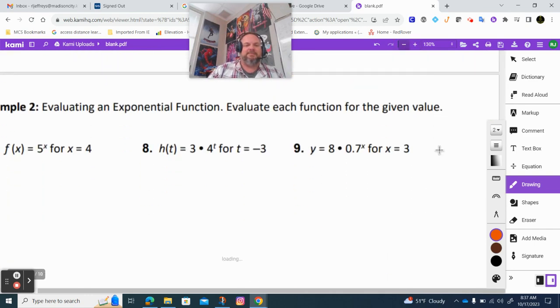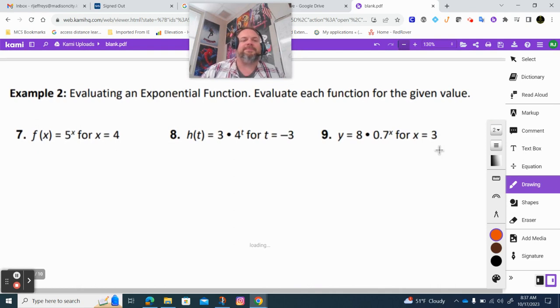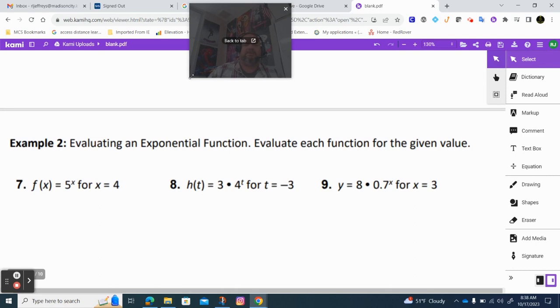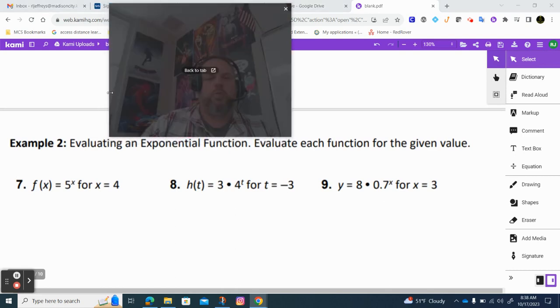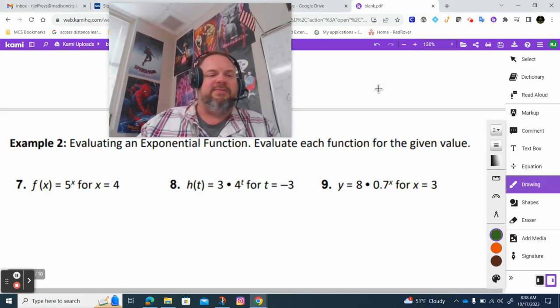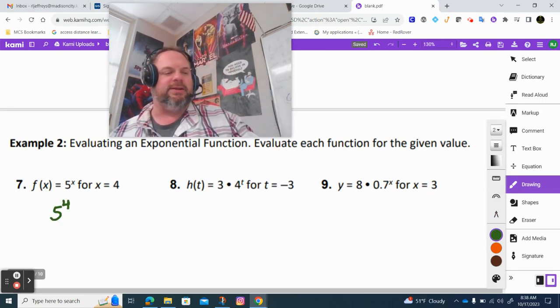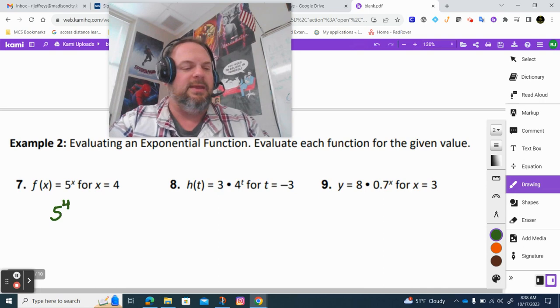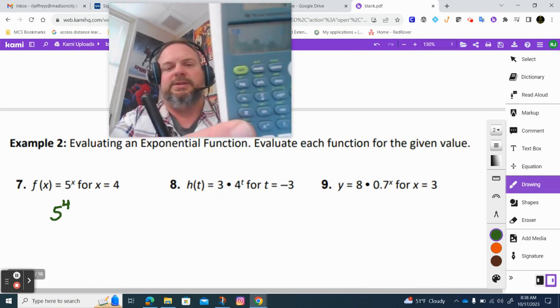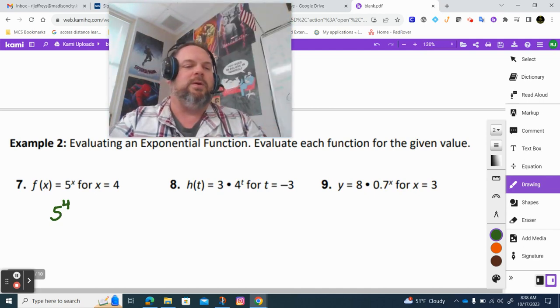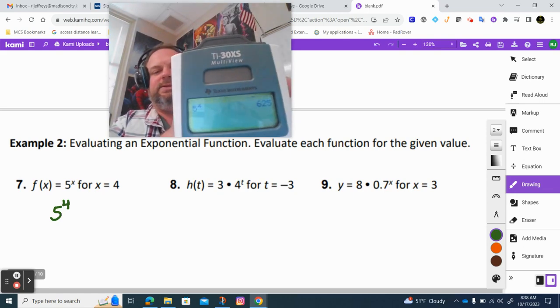So let's move on down. Now, evaluating for a given value of x. So for number 7, we're going to say this is 5 to the 4th power. So on the calculator, most of them, doesn't matter which model you have, it should be the same. We're going to say 5, and then we're going to remember it's the raise the roof button, that little caret key right there. Raise the roof. 4, and we get 625.